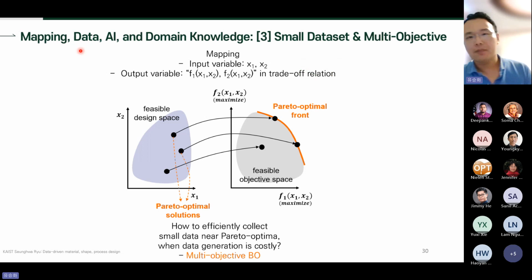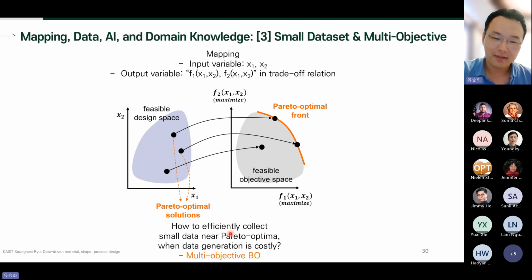The third type of problem is the small data set or multi-objective problem. One of the most frequent problems is finding the Pareto optimum front, such as maximizing two or three objectives that are often in a trade-off relationship. It can be production speed and yield, something like that. In searching for this Pareto optimum front, we don't need to explore our entire design space. We want to economically and efficiently sample the data set around the Pareto optimal front and around the Pareto optimal solutions, and we can utilize multi-objective Bayesian optimization.